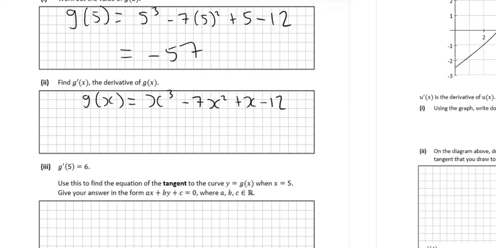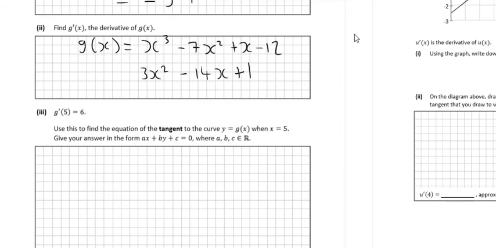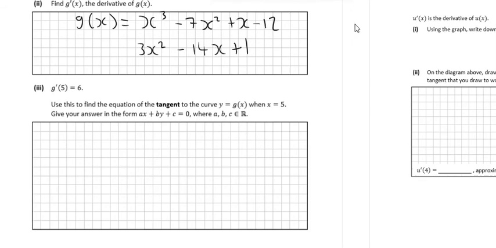So 3 comes down, so it's 3x, and then the power drops by 1, so 3x squared. Then the 2 gets multiplied by 7, which is minus 14, and then the 2 drops to a 1, so it's just 14x. And then x will differentiate into plus 1. And the minus 12 is gone.